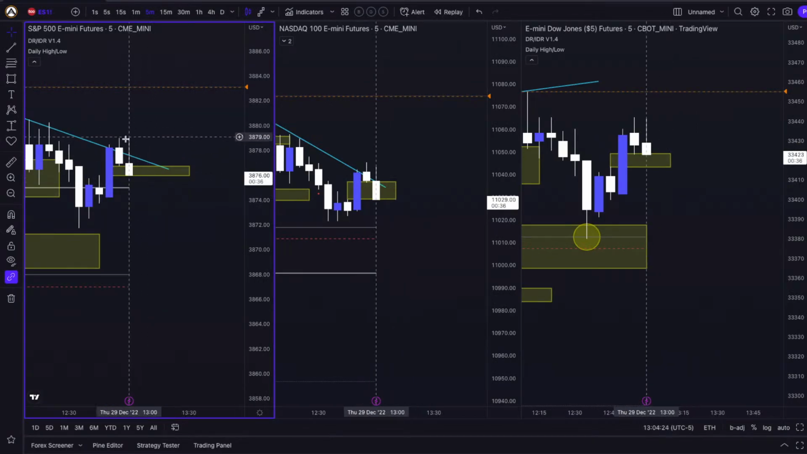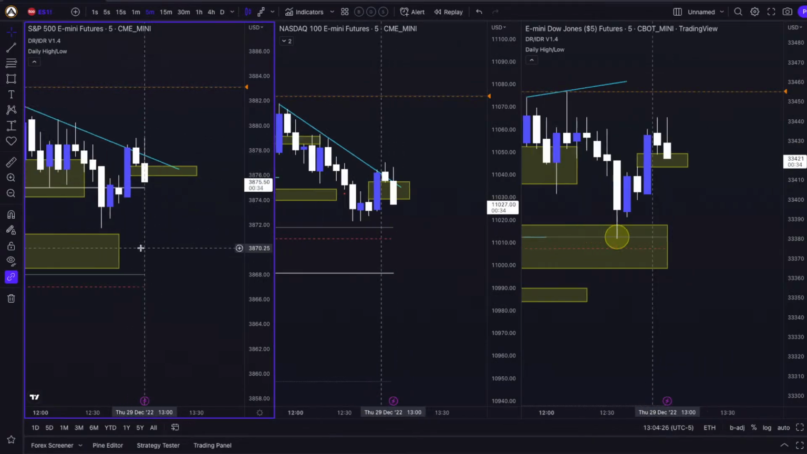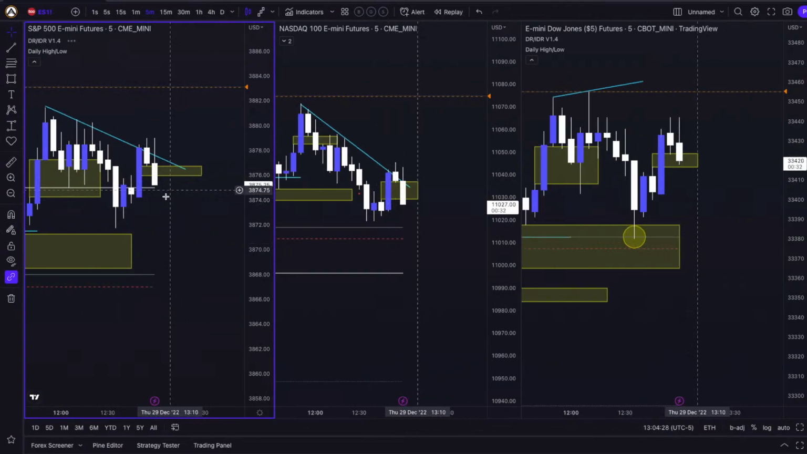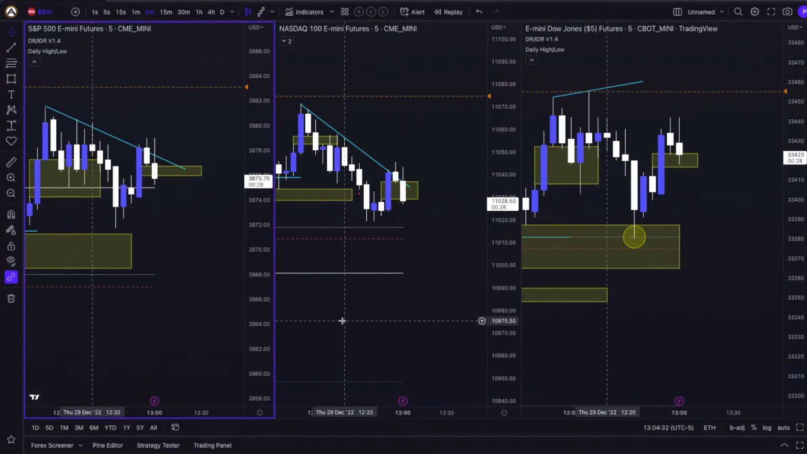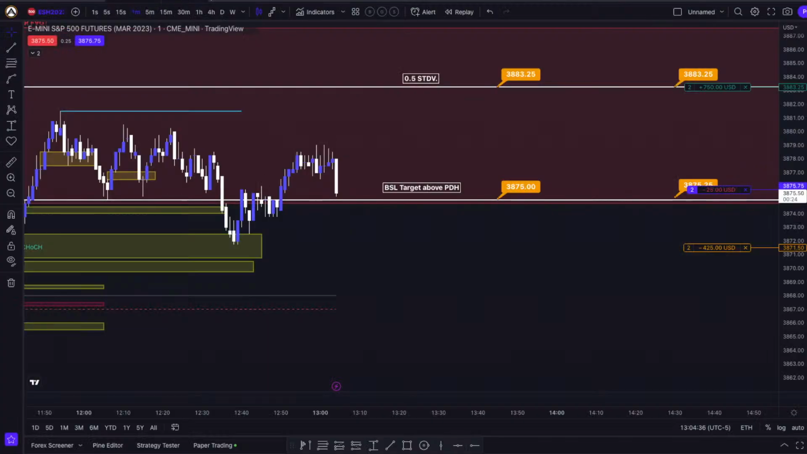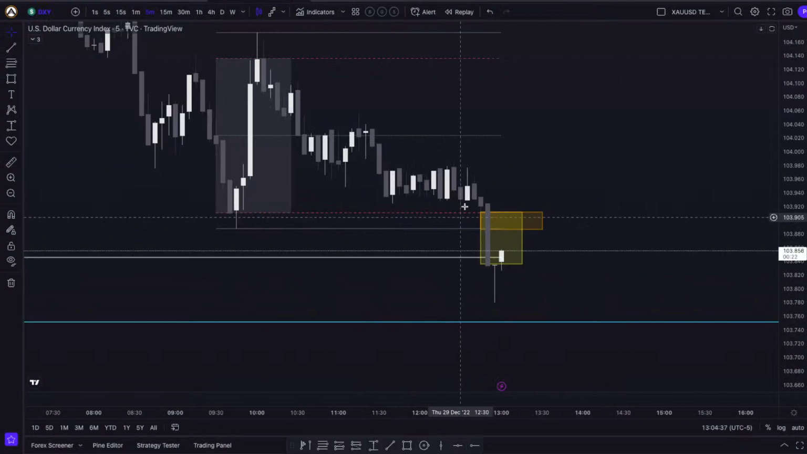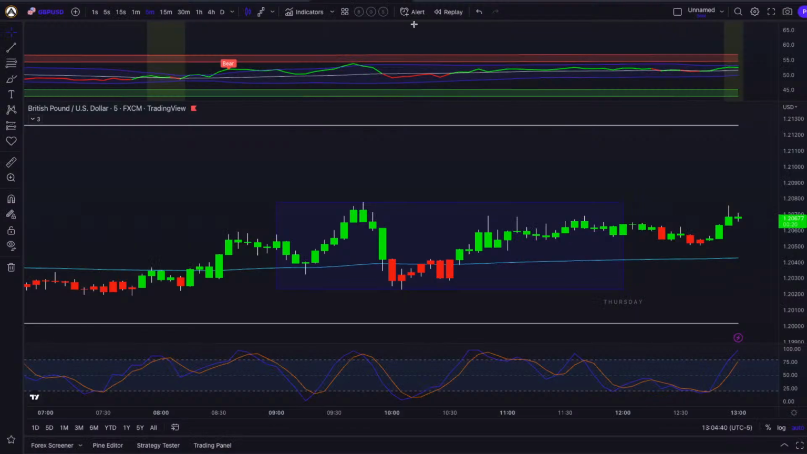Okay, so we did not get our close above, unfortunately. Reversal fake out on all three charts. Yep. Oh man. What's the DXY doing? Curling back into this area.